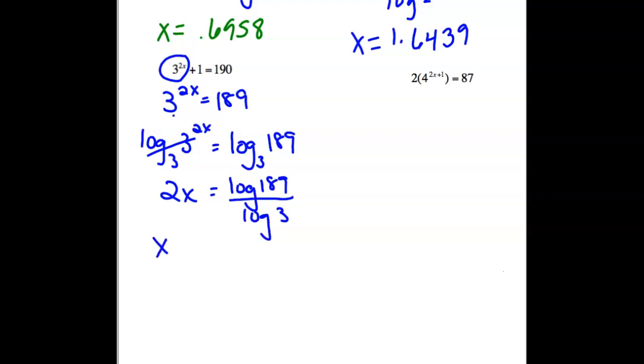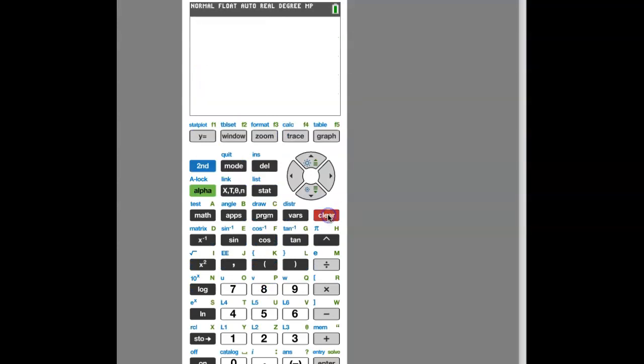Once we get that in our calculator, then we are going to divide it by 2. All right, so again, let's grab our calculators. We want the log of 189 divided by log of 3. And then we're going to divide that answer by 2. All right, so final answer is 2.3856.